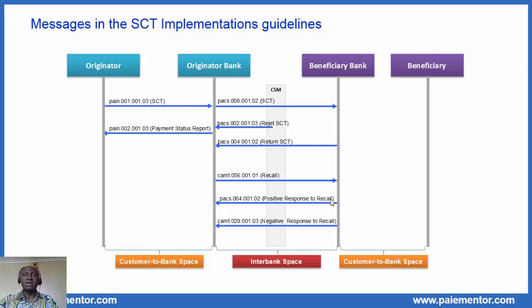As you can see, I have inserted a small box between originator bank and beneficiary bank. It is the CSM, the clearing system. The CSM can reject a message. In fact, any message if the checks performed by the CSM are not successful. In that case, it sends a pacs.002 to the sender.